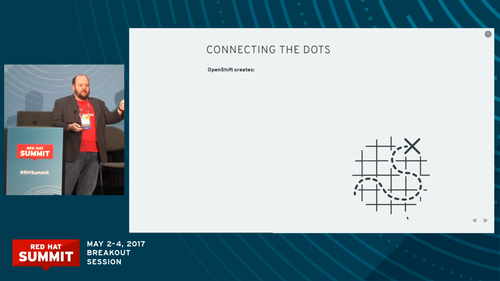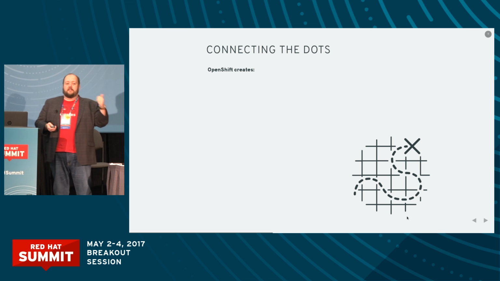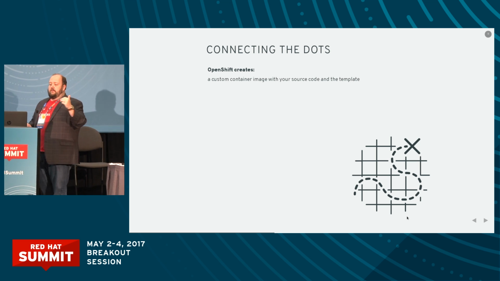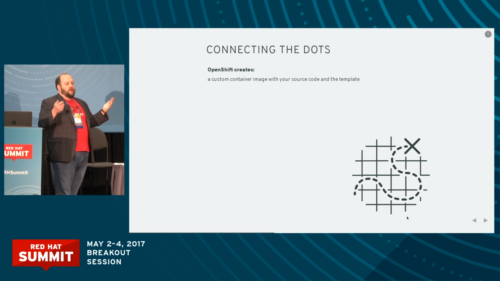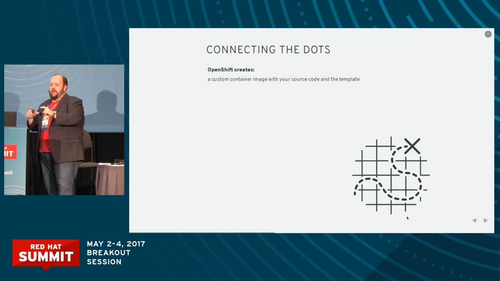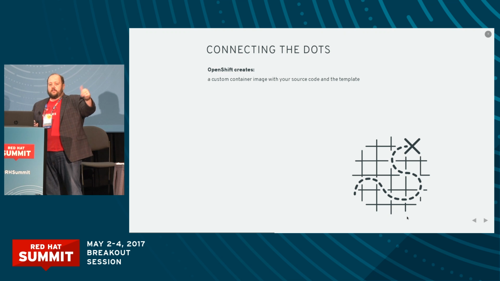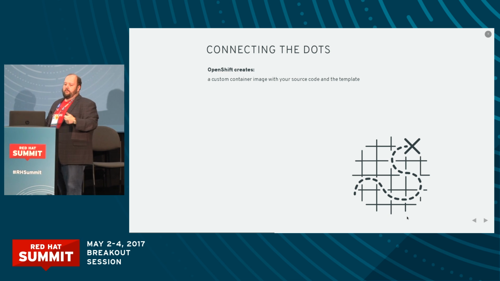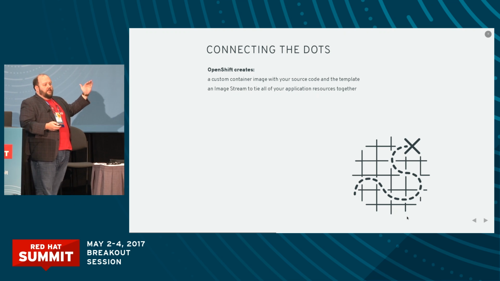OpenShift does some things on its own, and this is the code that Red Hat has written that sits on top of Kubernetes. OpenShift builds out a custom container image: it takes your source code, takes what we call a builder image, marries the two together, and creates a custom container image just for your app and stores it in its internal registry. So now we have a container image for our app that we're going to deploy. It creates a thing called an image stream that ties all of these other resources together.